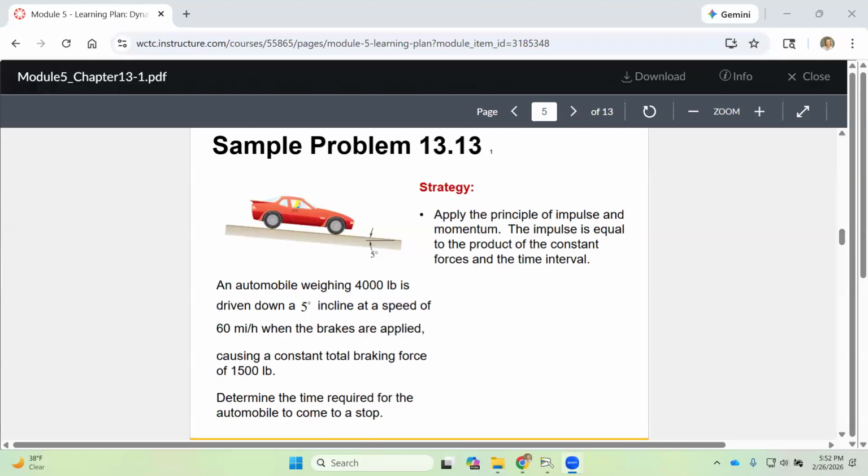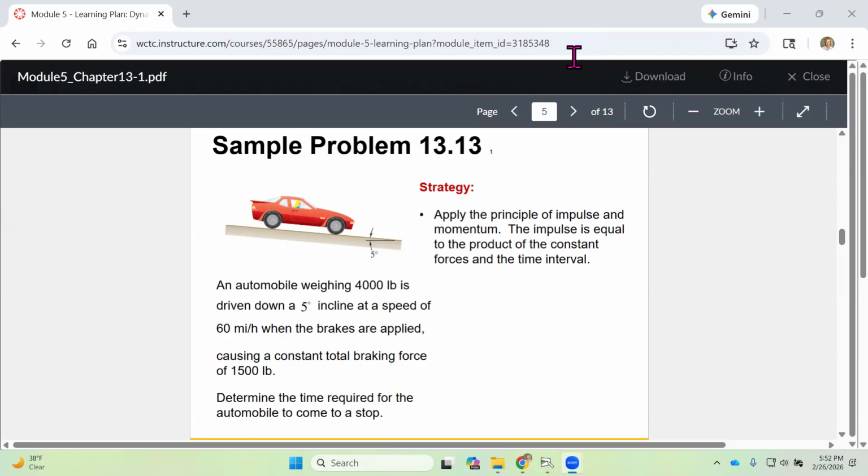Okay, the first sample problem in section 13.3 is going to be sample problem 13.13, and this is found on page 862. Now, for the problem that we see here, we have an automobile. It weighs 4,000 pounds and it's moving down a 5-degree incline at a speed of 60 miles per hour.